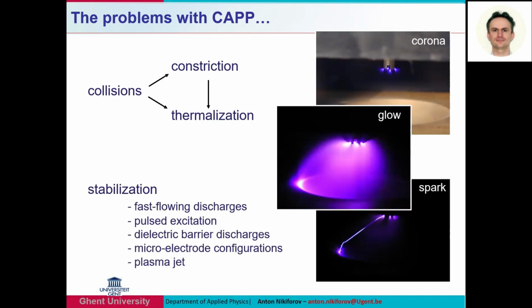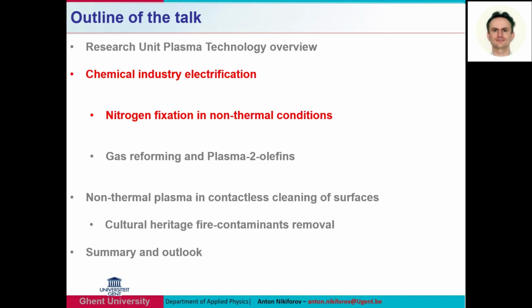What we want is to stabilize discharge. So we want to have discharge which is diffuse, where we can treat large volumes of gas or large materials, large samples in the plasma, and we would like to avoid thermalization. And for that, in our group, we are working on stabilization by fast-flowing discharges, by pulse excitation, dielectric barrier discharges, also microelectrodes and plasma jets. And I will give you 3 examples today of processes which we are trying to develop by working in non-thermal plasmas. And the first one was a project which we were dealing with for 5 years on nitrogen fixation.